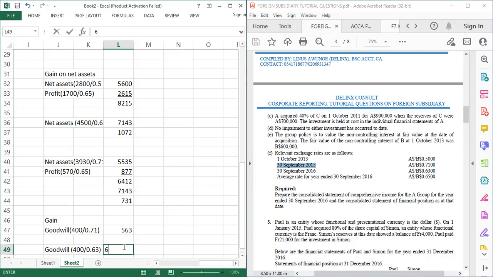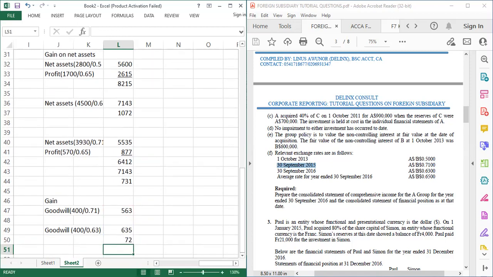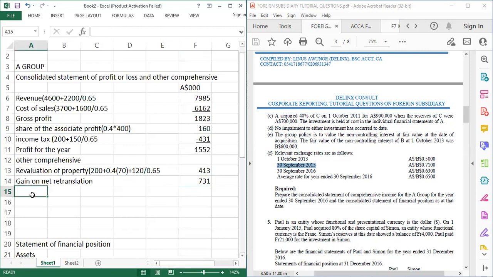635. Is it a gain again? Yes, a gain. Of how much? $72. So gain on goodwill retranslation, 72.